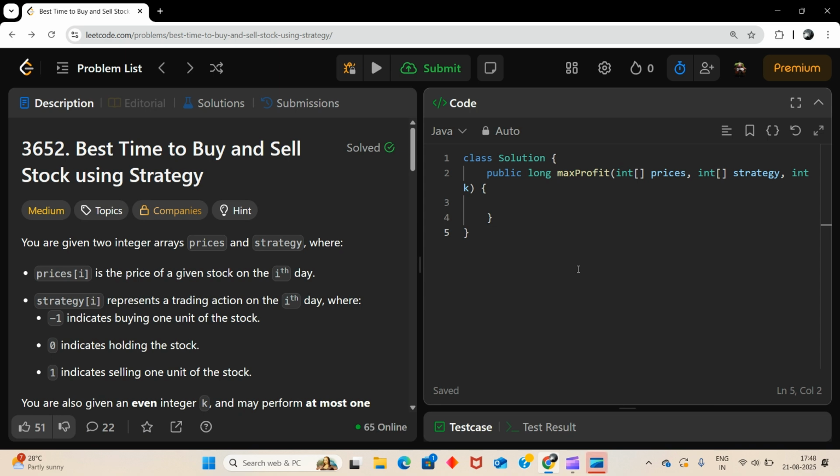Hello everyone. Let's solve this question which came in the weekly contest. The question is best time to buy and sell stock using strategy.